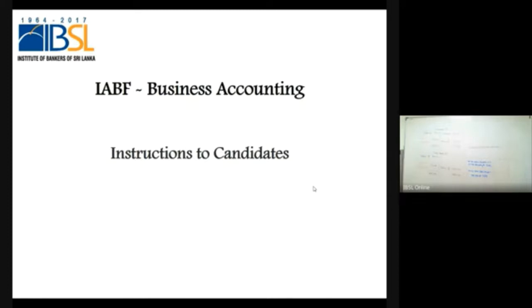Now, when you open a question paper, there are certain instructions given to you. Generally, what candidates do is they don't go through this because they hardly have time. So they don't go through it. But at least beforehand to the examination, you need to go through it. Okay? You need to know what are the instructions given to the candidates.